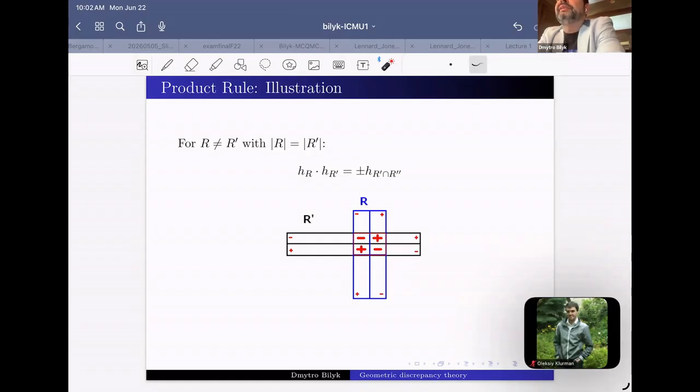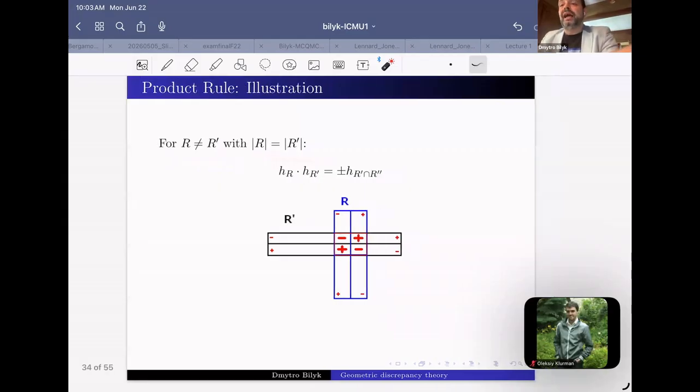When you have several Haar functions on rectangles of the same size, but which do not coincide, then if they all intersect, the product will give you a Haar function of the intersection, up to plus or minus. So basically, I could extend this property to more functions with the same property. None of them coincide with each other, and all the sizes are the same. So this is very nice. This almost gives you some sort of independence, right? It's like the expectation of the product is equal to the product of expectations.